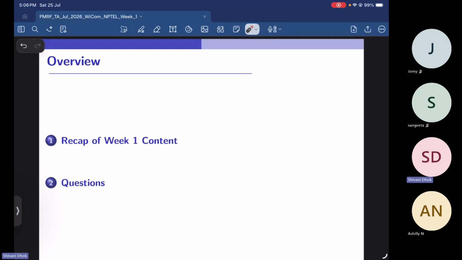And after that, I'll solve some questions that are related to that week's content, and they will be a little bit aligned to the questions that you get in your assignments. Obviously, those won't be your assignment questions, but they will guide you to solve your assignments.